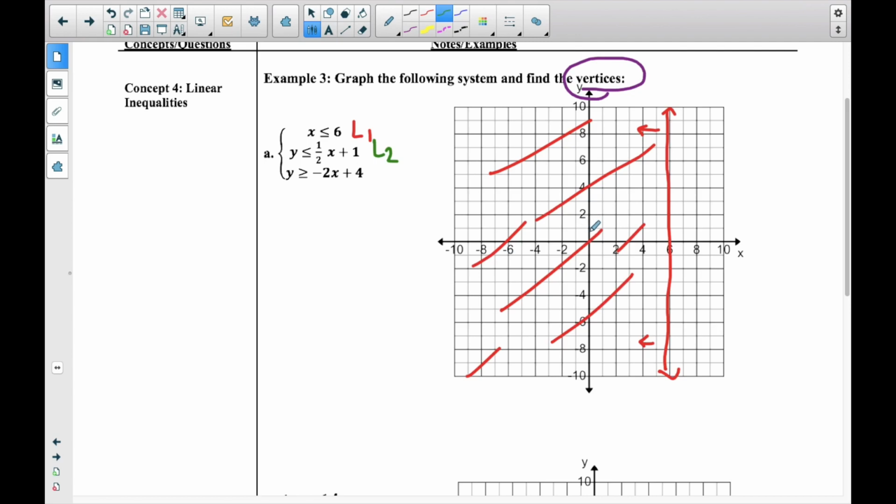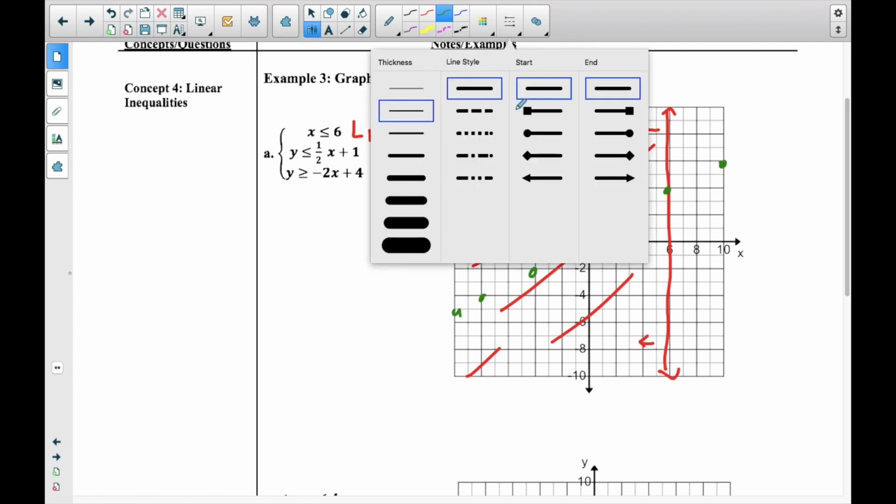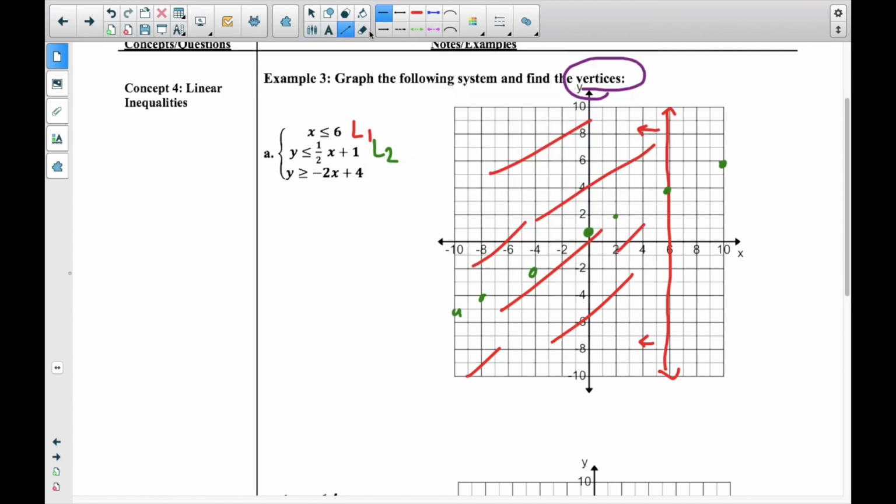L2 is going to start at 1 and is going to go up 1, right 2, up 1, right 2, up 1, right 2. And I'm going to need to connect these points. If you have a ruler, I would recommend using it. I'm going to use my straight edge tool because my lines just get kind of off. So I'm going to go ahead and use that tool. So when I connect these, once again, it is a solid line because it has the equal to with it. And we need to decide which way to shade.